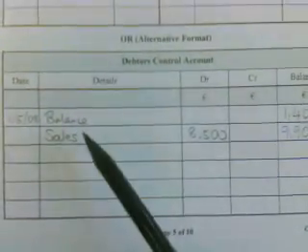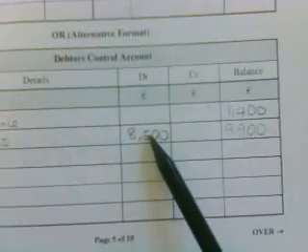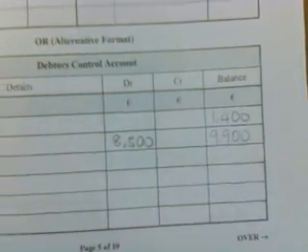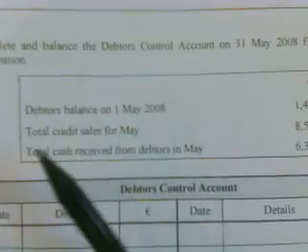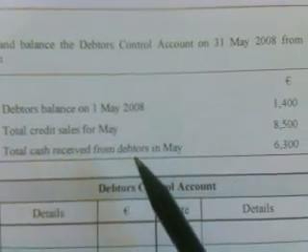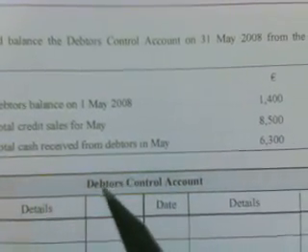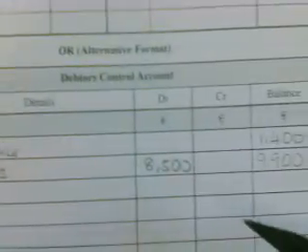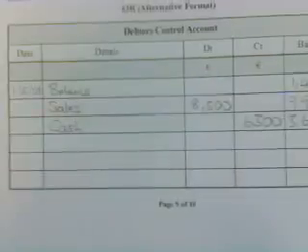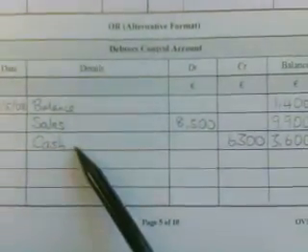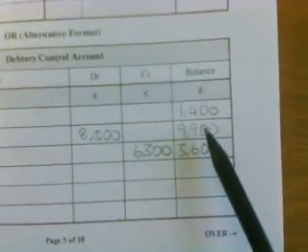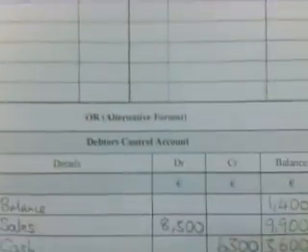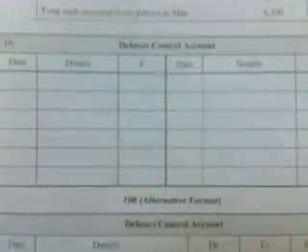So I've just entered that. Now on the debit column there's sales, 8,500, and it's adding to the balance. So the original balance was 1,400, it's now 9,900. And then the remaining entry then is the total cash received from debtors, which of course would lessen the amount that debtors owe. So they've paid 6,300 in May, so I'm going to enter that now on the credit side and take it away from the balance. So just put that in there, cash payment 6,300, and then you take that away from the 9,900 and you're left then with 3,600.